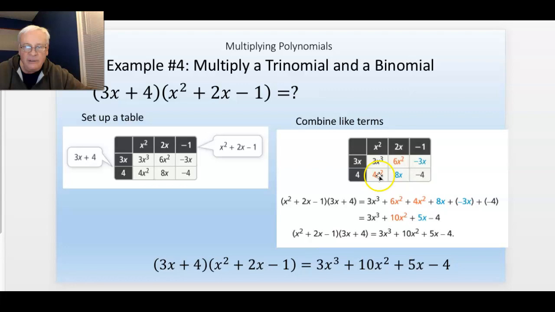All right, here in color are the like terms that you can combine together. As you see, there are 6 terms here. But some of this you can combine together. So our answer, we end up with a 4-term answer. All right, this is a cubic.